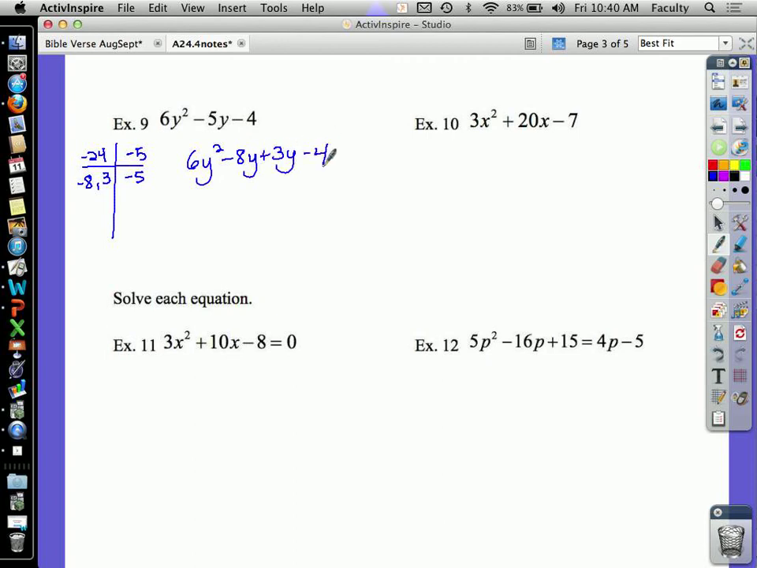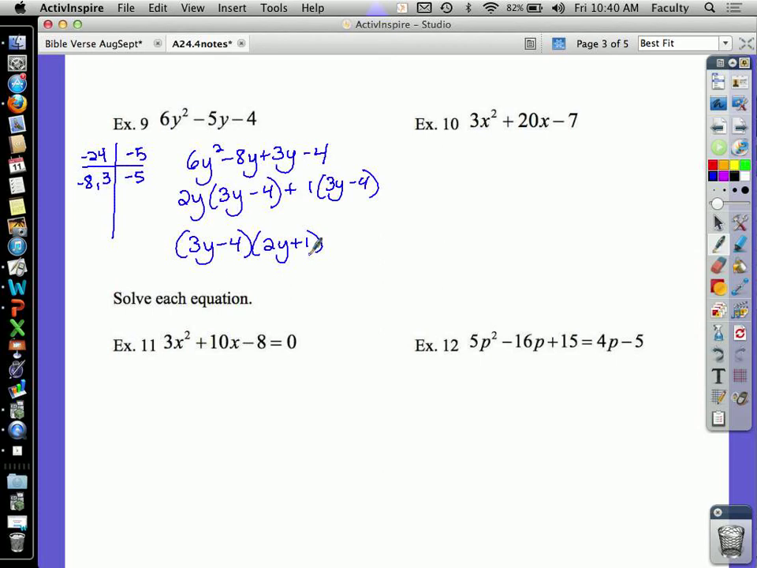Now, somebody in my other class asked about putting the 3y first and the minus 8y second. That is absolutely fine. The middle of our work will look different, but our final answers will be the same. So it doesn't matter. In either order, you need 3y minus 4 times 2y plus 1. Did you guys get that?